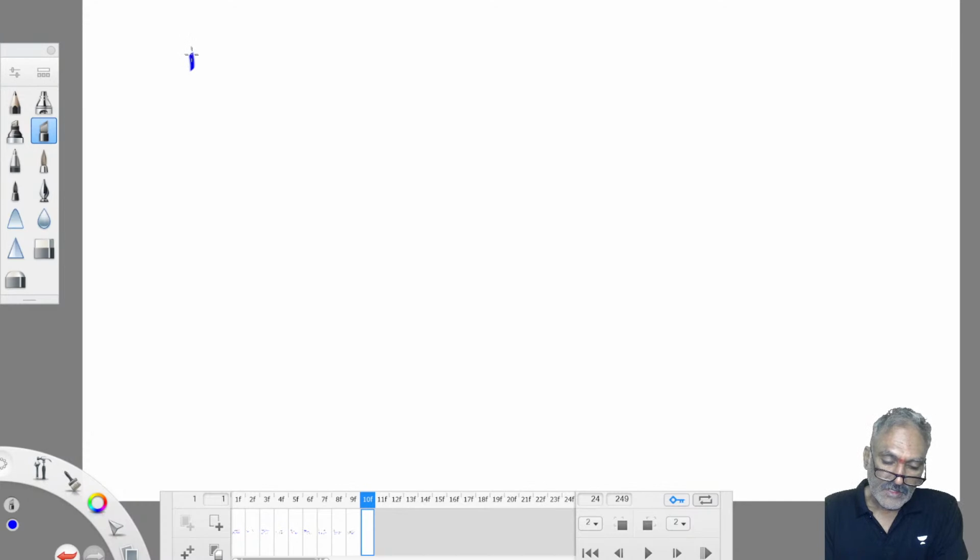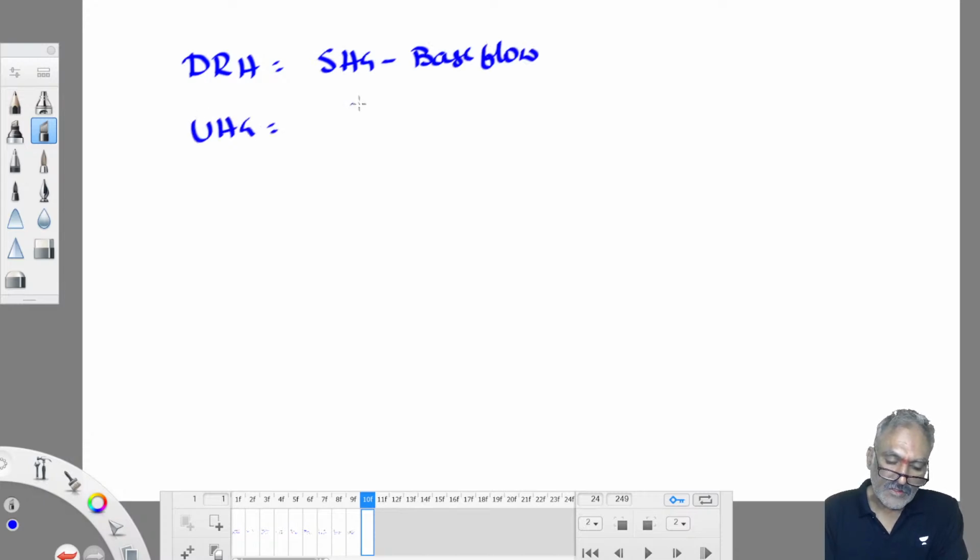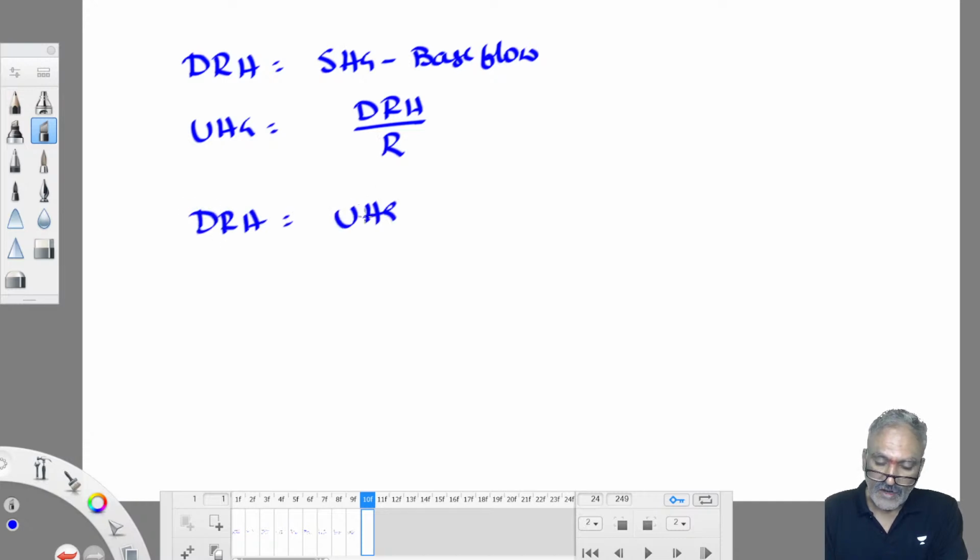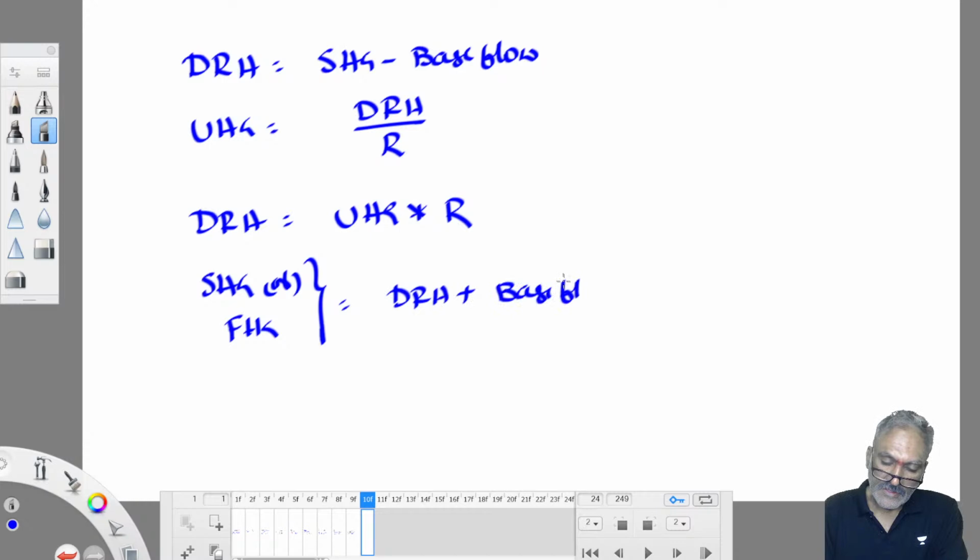Direct runoff hydrograph is equal to storm hydrograph minus base flow, and unit hydrograph is equal to direct runoff hydrograph by R. Or direct runoff hydrograph is also equal to unit hydrograph into R. Then storm hydrograph or flood hydrograph is equal to direct runoff hydrograph plus base flow. So this way or that way we are forced to travel. Whenever direct runoff hydrograph is given, you are expected to find out this. Whenever unit hydrograph is given, you are expected to find out the storm hydrograph and flood hydrograph.